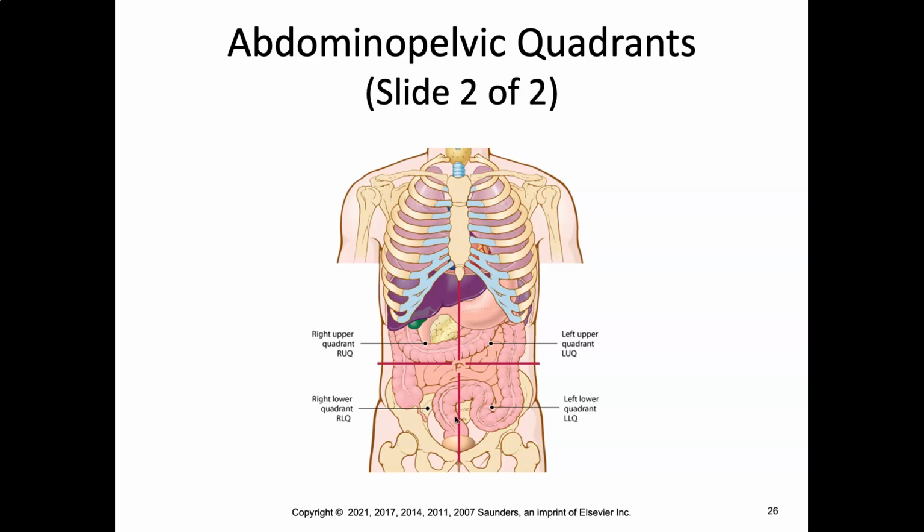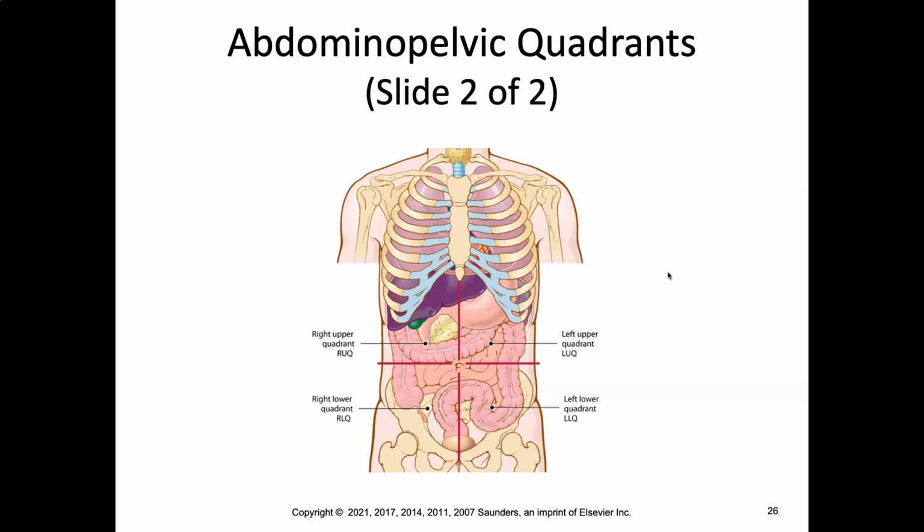Quadrants. Now, quadrants are 4. When you see quad, you want to think 4, the word 4. So instead of a tic-tac-toe board with 9 locations, this is 4 only. You have your right upper quadrant, your left upper quadrant, your right lower quadrant, and your left lower quadrant.